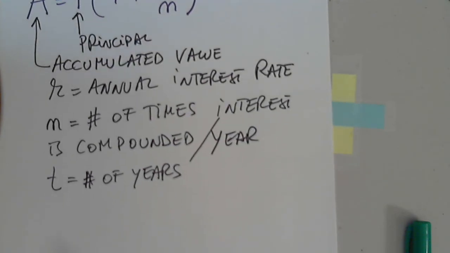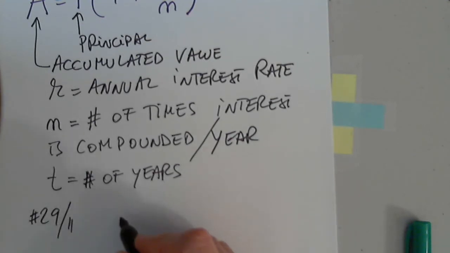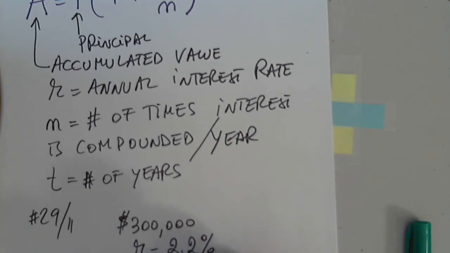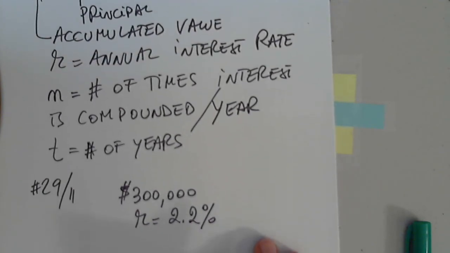Okay, so I'm looking at one of our problems on page 11. Let's say 29. And it says we have $300,000 and we are depositing it at interest rate 2.2%. And this is time equals 1 year, they say.